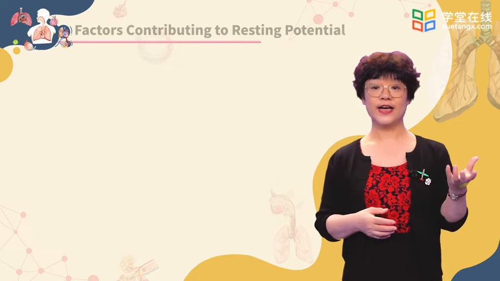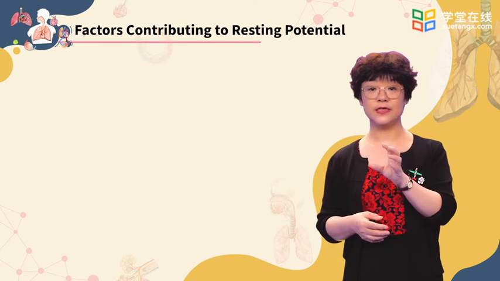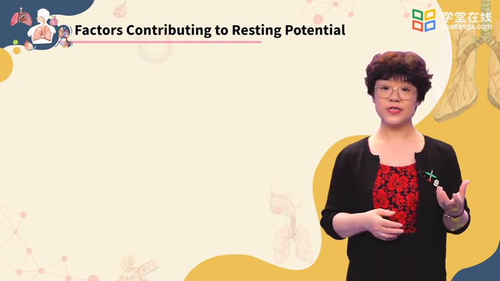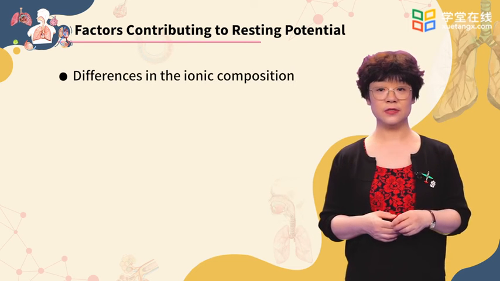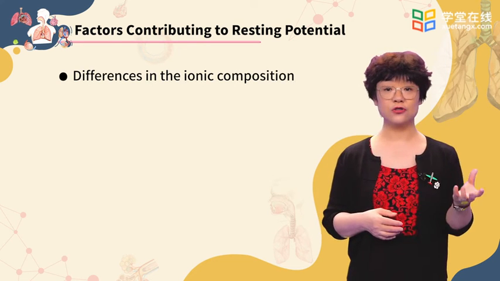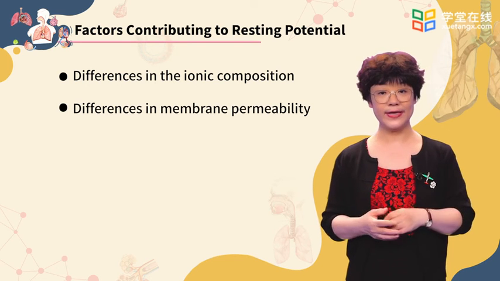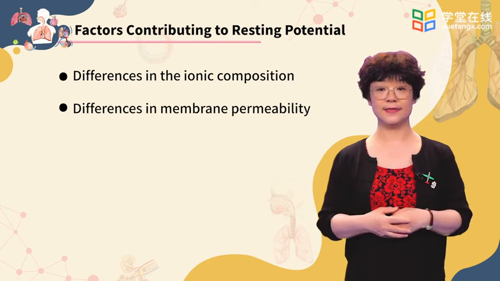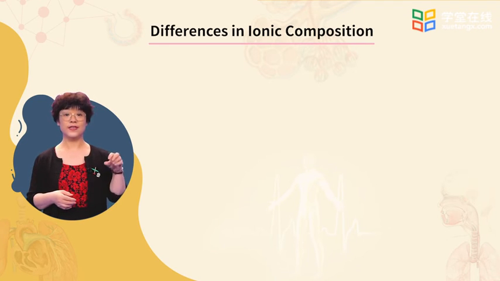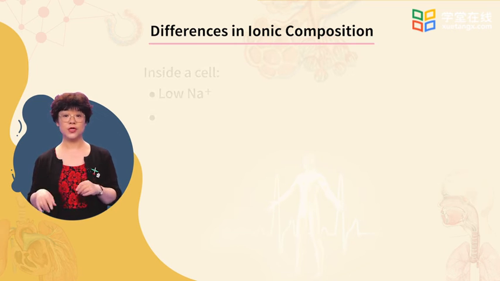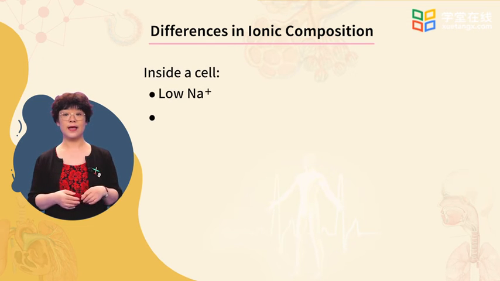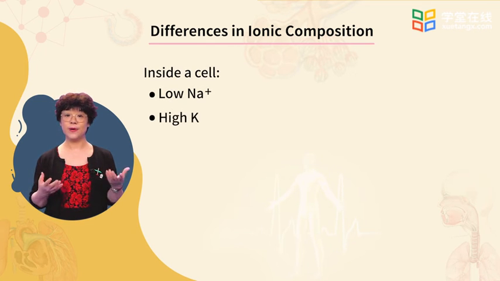polarized. Two factors contribute to the resting membrane potential: differences in the ionic composition of the intracellular and extracellular fluids, and the differences in the plasma membrane permeability to these ions. Ions are not equally distributed in the body. The interior of the cell has a lower sodium ion concentration and a higher potassium ion concentration than the outside.